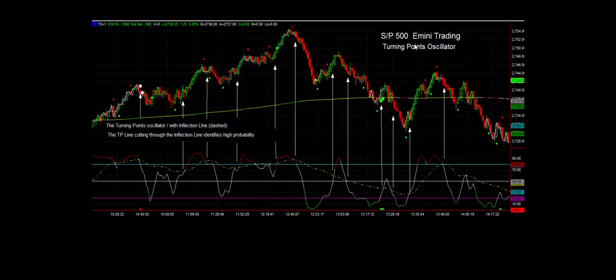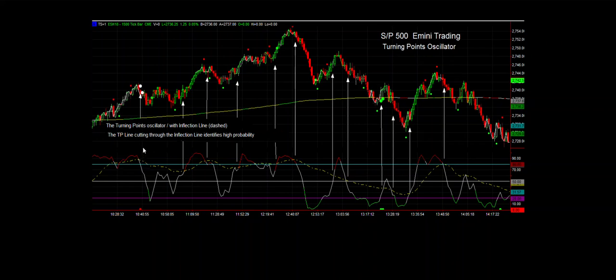Here is the turning points oscillator. The turning points oscillator has an inflection line, and that's this dashed line here. It's between the inflection line and this, which is just the price line, basically. You could call it the turning point line, whatever, but this is the inflection line. And together, this oscillator, they're just uncannily accurate.